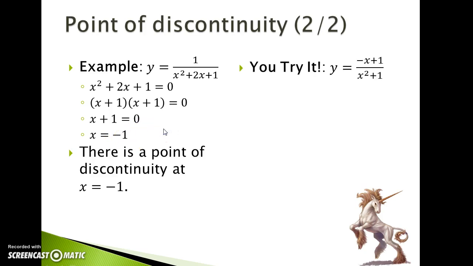Here's a you try it. Again, I'll pause, give you a chance to try it on your own, and then you can come back and check your answer.